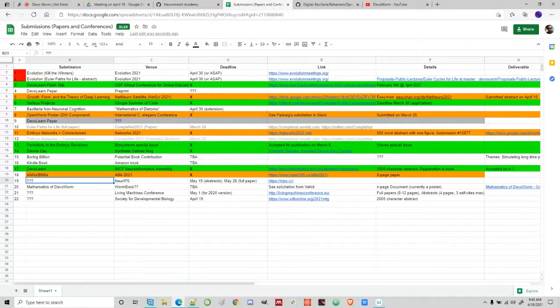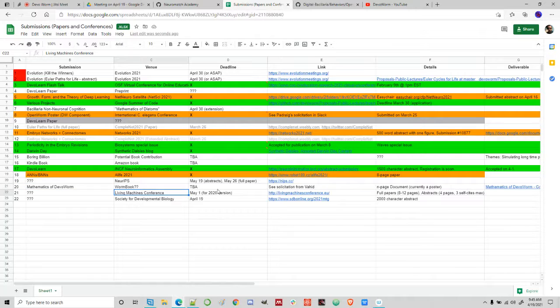So then we have a couple other things that are coming up deadline-wise. There's NeurIPS, which has an abstract deadline of May 19th and a full paper deadline of May 26th. And there are a lot of satellites to NeurIPS as well. So if you have an idea in machine learning or deep learning, that might be something you can submit to. The mathematics of DevoWorm, potentially from WormBook, but we're still working on that.